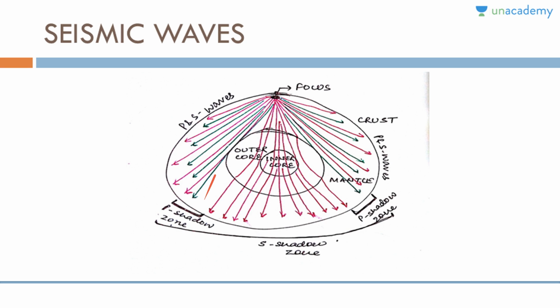On the surface of the earth, there are places which do not record P waves, which is known as the P shadow zone, and it lies from 105 degrees to 145 degrees from the epicenter. There are similar regions which do not record S waves, and these are known as the S shadow zone, and it is the entire zone beyond 105 degrees from the epicenter.